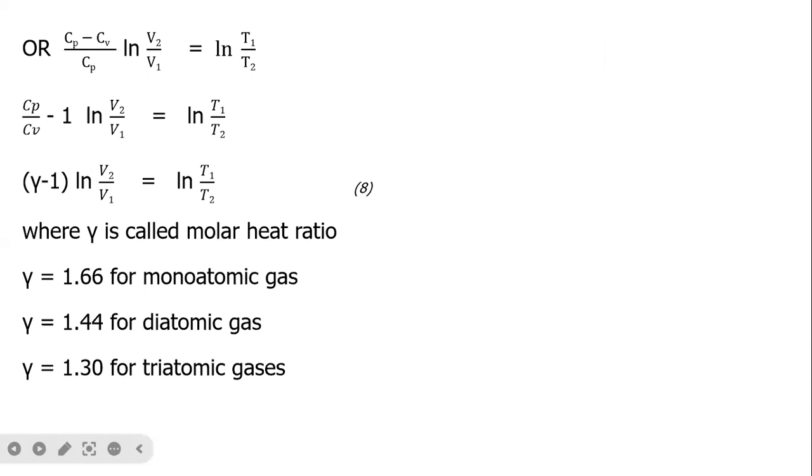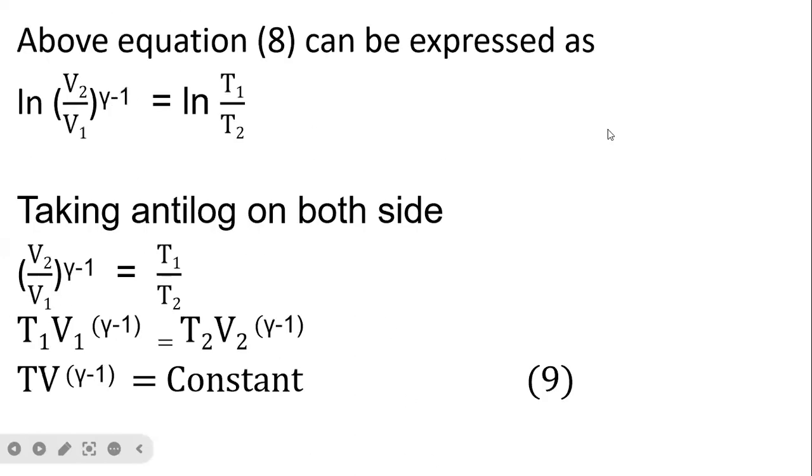is the molar heat capacity ratio. Gamma is 1.66 for monoatomic gas, 1.44 for diatomic gas, and 1.30 for triatomic gas. The above equation 8 can be expressed as ln V2 by V1 to the power gamma minus 1 equals ln T1 by T2. Taking antilog on both sides, (V2 by V1) to the power gamma minus 1 equals T1 by T2. So T1 V1 to the power gamma minus 1 equals T2 V2 to the power gamma minus 1, that is, TV to the power gamma minus 1 is constant.